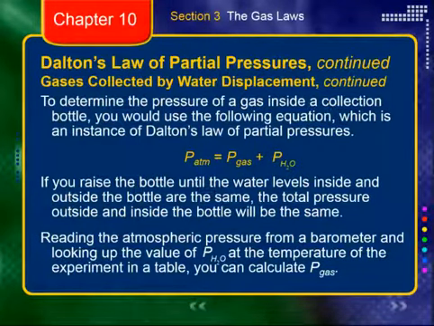Now, if you raise the bottle until the water levels inside and outside the bottle are the same, that means the total pressure outside and inside the bottle will also be the same. Reading the atmospheric pressure from a barometer and looking up the value for the vapor pressure, the pressure of H2O, at the temperature of the experiment in a table, you can calculate the pressure of the gas. And again, you will never have to memorize vapor pressures. They will tell you vapor pressures, or they will actually give you a table with vapor pressures in it.